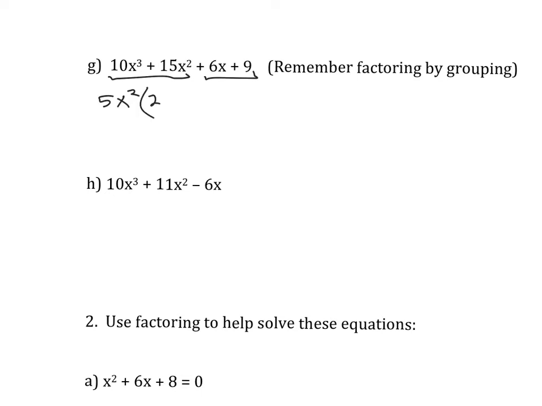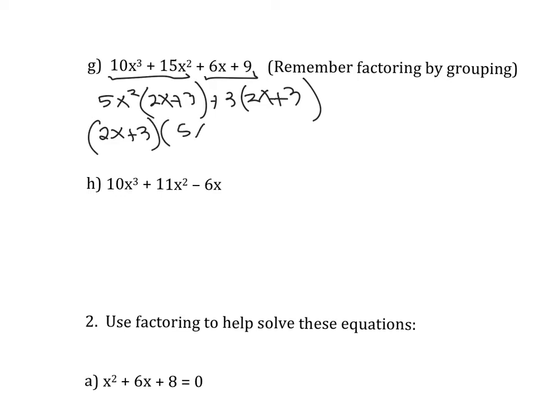So that'll leave us a 2x plus 3. And we can factor out a 3, which will give us a 2x plus 3. And now we can factor out that 2x plus 3 from both of these terms, and what's left is 5x squared plus 3. Let's check that we can't do any further factoring. Well, 2x plus 3 cannot be factored further, nor can 5x squared plus 3. So this is fully factored.